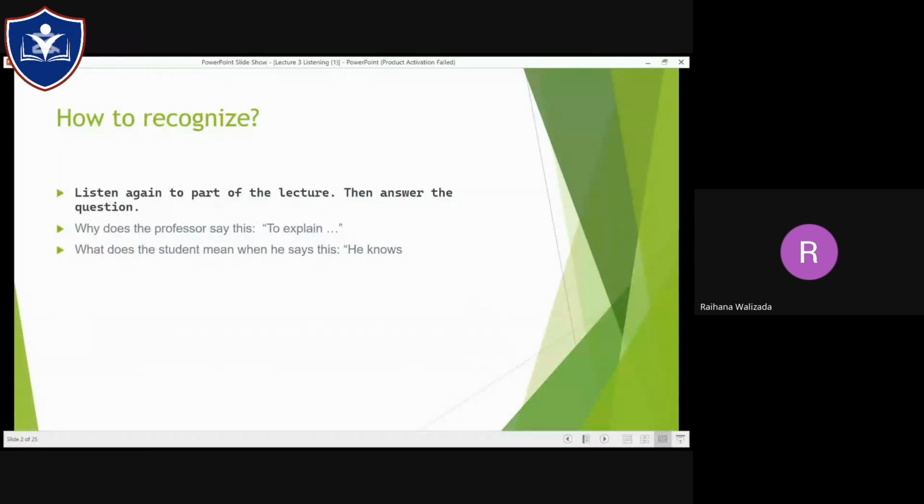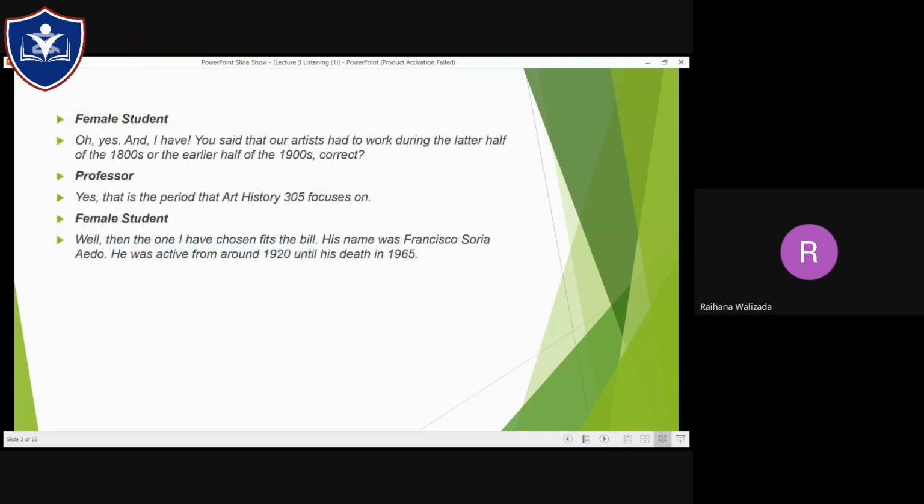Now, if you want to recognize them, you have "Why does the professor say this?" and "What does the student mean when he says this?" Again, it's like the meaning, right? When somebody asks you why this person says this, it means they want the meaning of something. Or "What does this person mean?" It means they want the meaning again, right? So that's the function question. Let's just go to the examples. You're going to get it more.